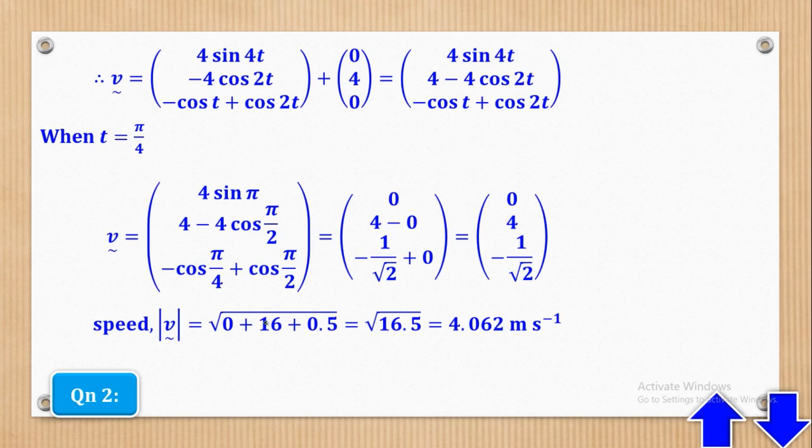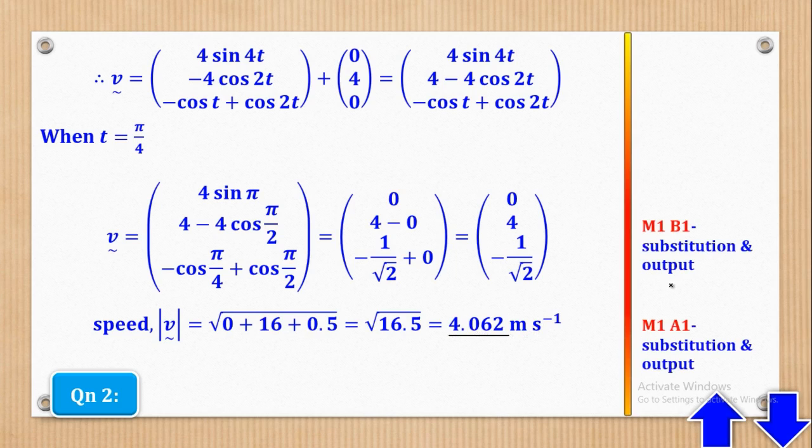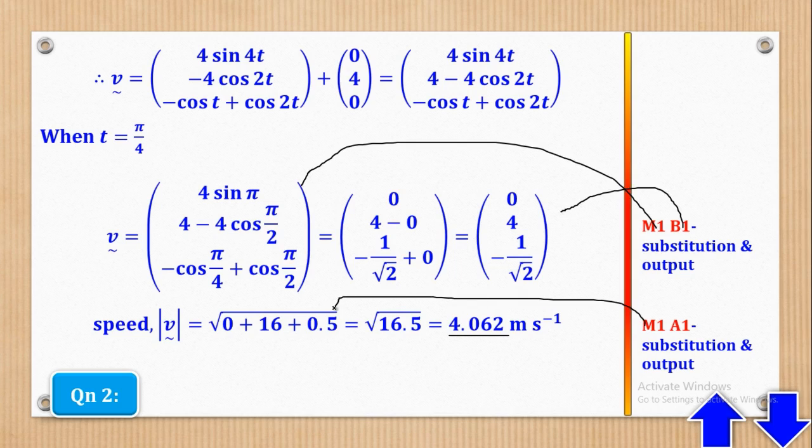Now that I've got the velocity vector, I can get the speed, which will be equal to the magnitude, which is the square root of 0, 16, and 0.5. So 0 squared is 0, then 4 squared is 16, then negative 1 over root 2 squared is 0.5. When I use the calculator, I come up with my answer as 4.062 meters per second. So let's see how marks can be awarded for this part. M1 is for the substitution and B1 is for the output there.